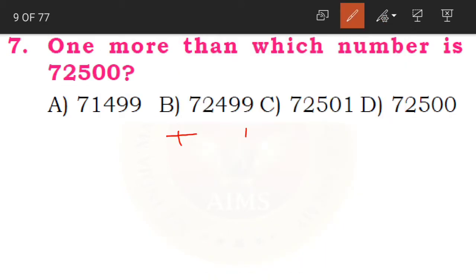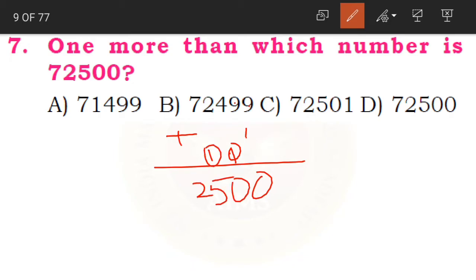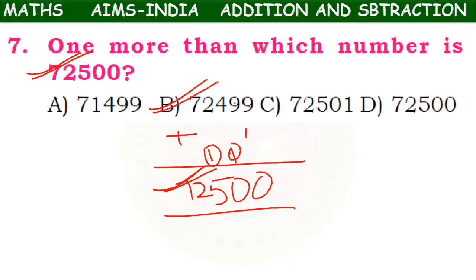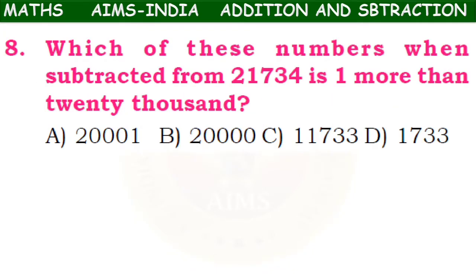Now when we add 1 to this number, 9 plus 1 is 10, again 9 plus 1 is 10, 4 plus 1 is 5, 2 and 7. What did we get? 72,500. So option B is our correct answer. Clear children? This was question number 7. Now moving on to question number 8.